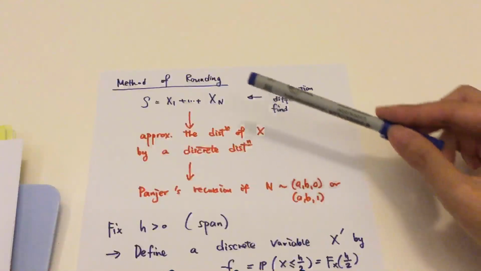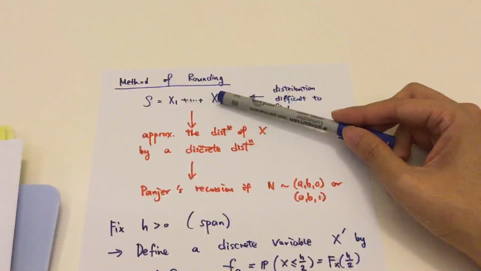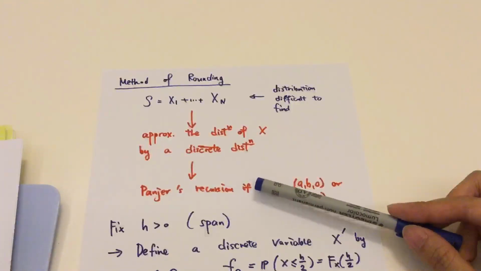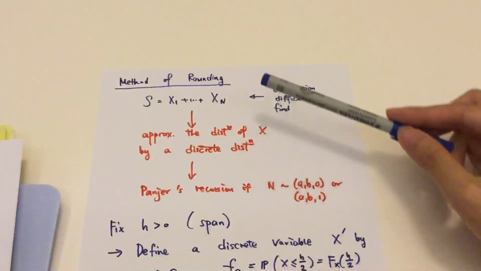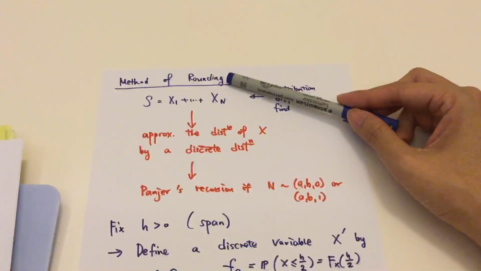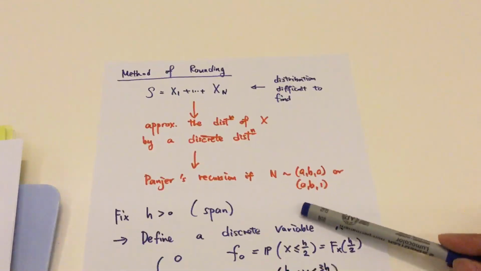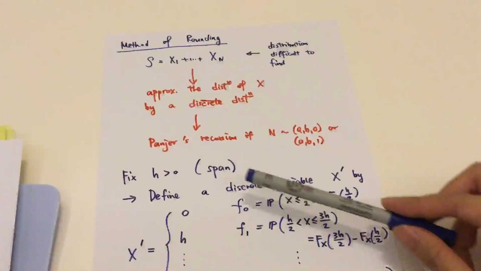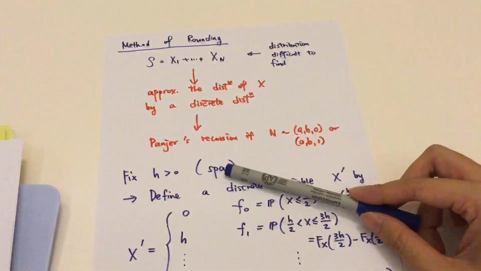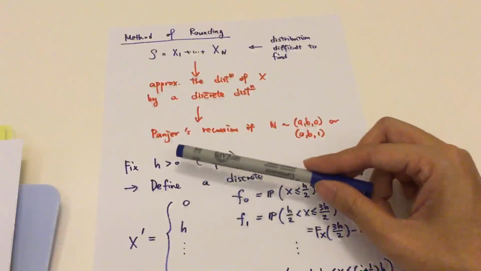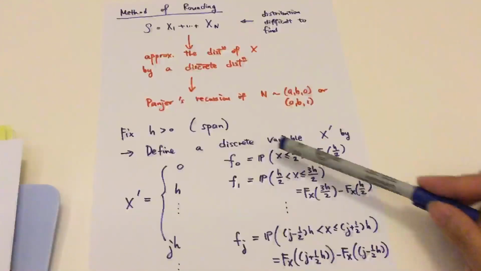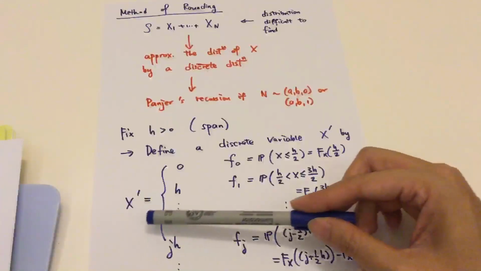So now the problem becomes how to approximate a continuous X by something discrete. There are many methods around, and in this chapter, we will look at one method, which is the so-called method of rounding. To apply this method, we first need to fix h. We call this h the span. Once h is fixed, we can define another variable, a discrete variable X prime. We define it in this way.